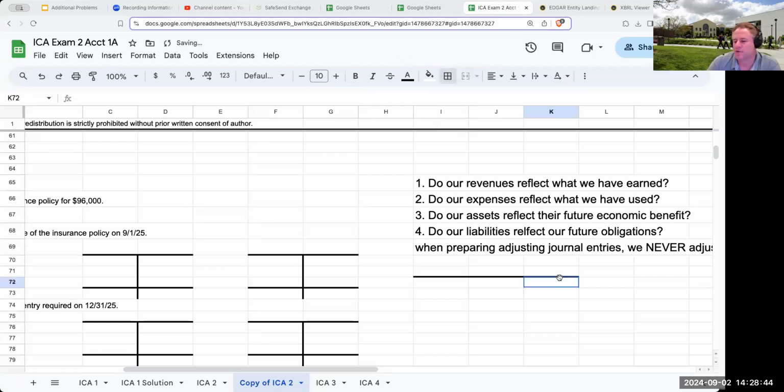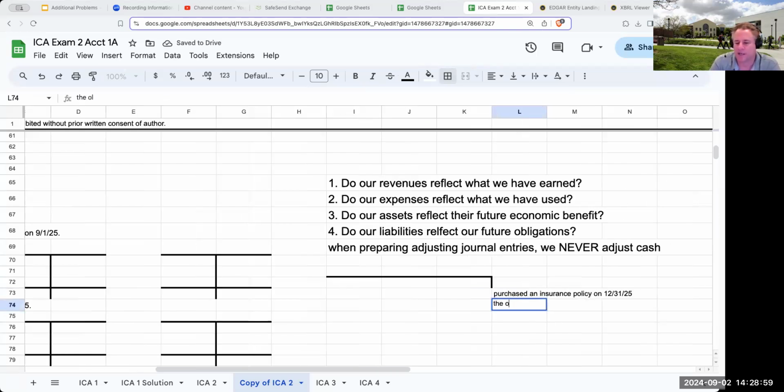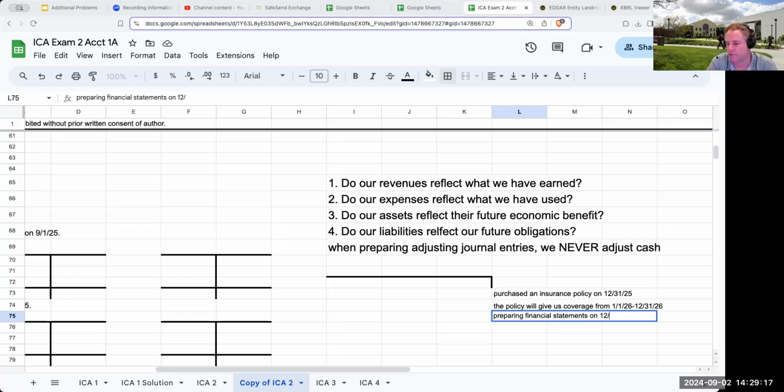And what I did on the prior examples we looked at is, well, we purchased an insurance policy on 12/31/25. The policy will give us coverage from 1/1/26 to 12/31/26. Then we're preparing financial statements on 12/31/25. So at this point in time, the prepaid insurance has not been used. Very important. It has not been used.